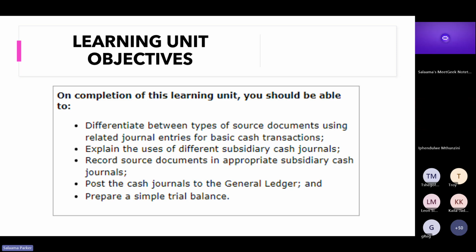Okay, again, please remember that there will be some theory questions and practical: differentiate between different types of source documents using related journal entries for basic cash transactions, explain the use of the different subsidiary cash journals, record the source documents in appropriate subsidiary cash journals, and then post the cash journals to the general ledger and prepare a simple trial balance. Okay, so these are our learning outcomes or learning unit objectives for learning unit 4.